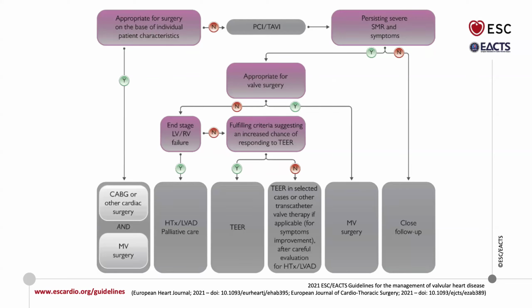If they're appropriate for valve surgery, you can go ahead for mitral valve surgery down here. If they're not, then you look at whether they have fulfilled criteria suggesting an increased chance of responding to TEER. If they do, you can give them this transcatheter option of TEER. If they don't, then it's going to be more complicated, and the decision about TEER should be made in the context of any available trials, as well as a careful evaluation for heart transplant or LVAD. If they have end-stage LV or RV failure and they're not appropriate for valve surgery, then another option is to consider heart transplant or LVAD.